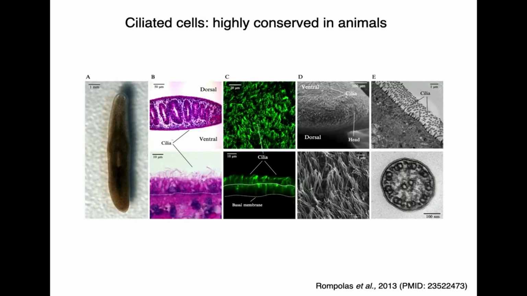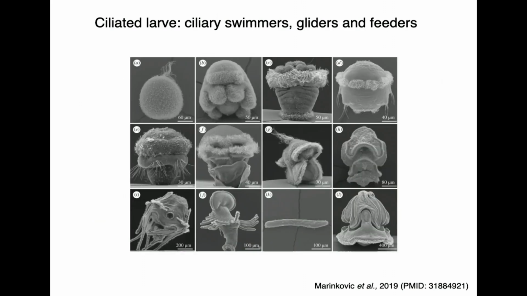It turns out these cells are actually highly evolutionarily conserved. The ciliary cells are present in many animals throughout the animal kingdom. For example, in this flatworm, the ciliary cells cover the ventral surface of the planarian, and the cilia are required for general motion and gliding. And also you will see lots of ciliary marine larvae.